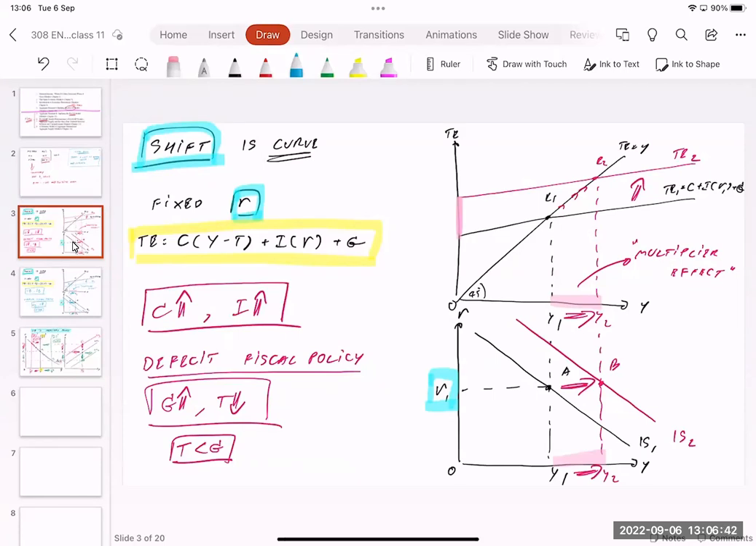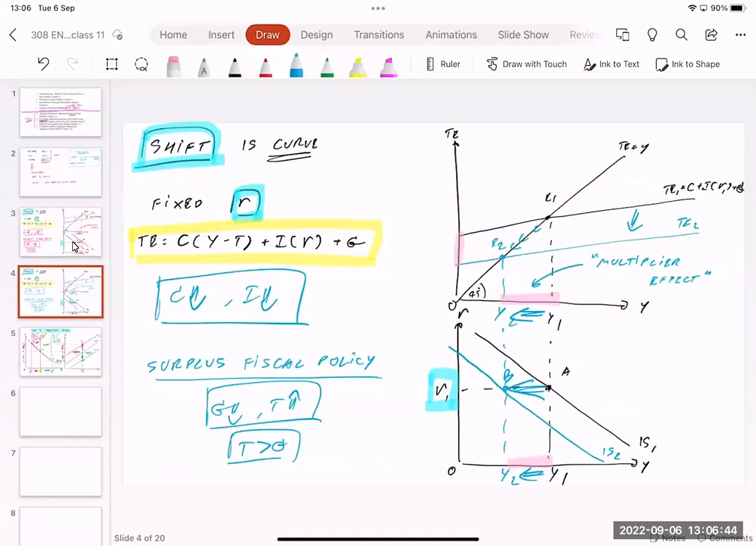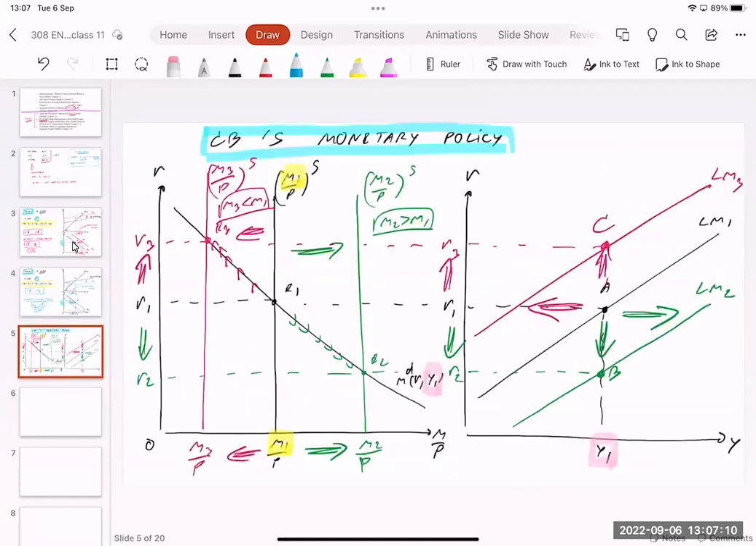In the next graph, this is the opposite case. If total expenditure is going down, the TE curve goes down from TE1 to TE2, and it has an effect on the IS curve. The IS curve shifts to the left from point A to point B, and the GDP is reduced a lot from Y1 to Y2. The GDP reduces by a high or low amount depending on the multiplier effects. This is what you already learned in the midterm exam.